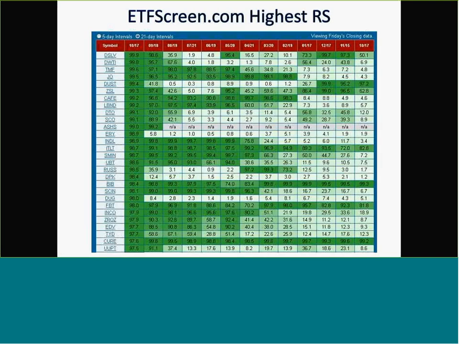And another thing that I like about this website is it also color codes it. And the darker the green color, the higher the relative strength. And we can see that the dark green here has a high relative strength, and the lighter the shade of green gets, then the lower the relative strength.